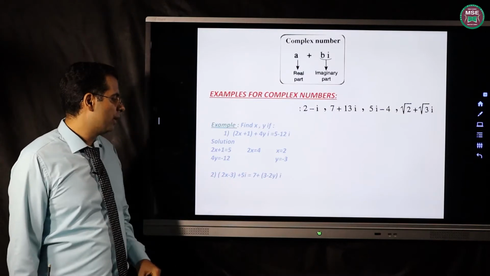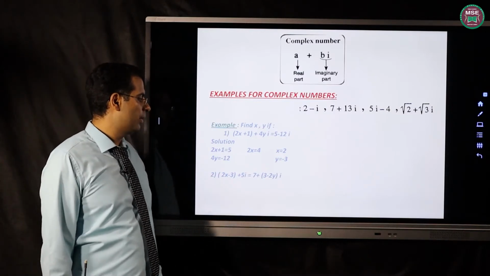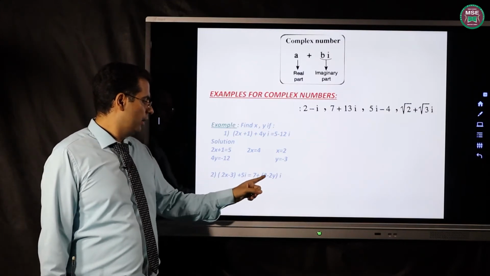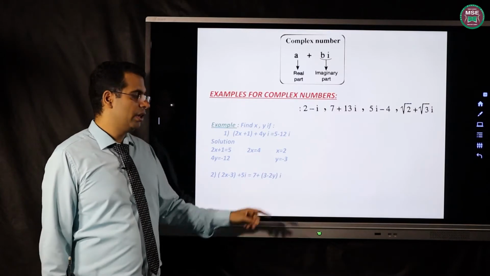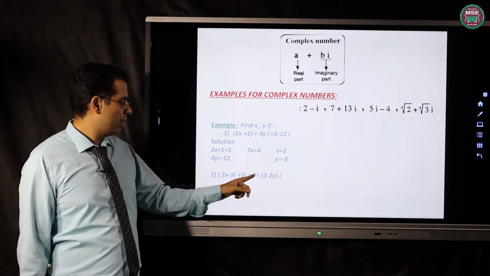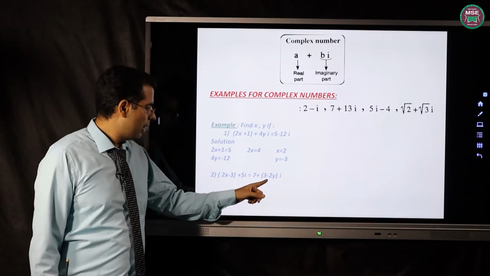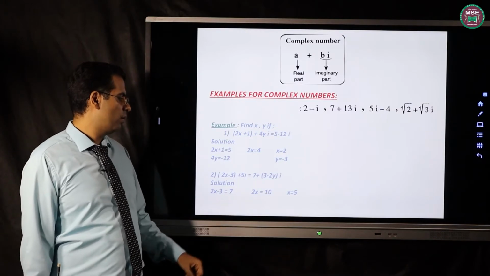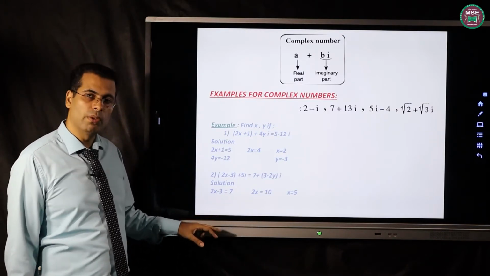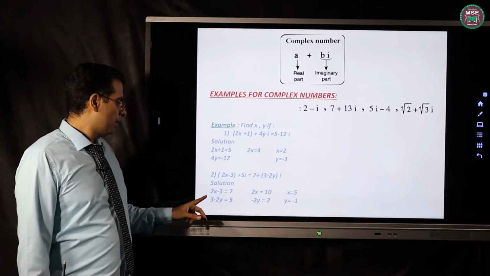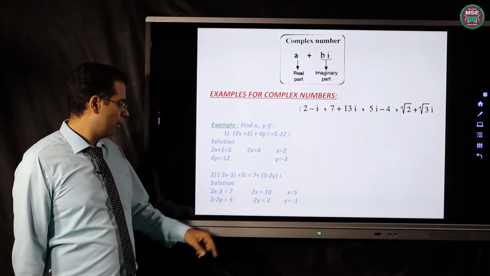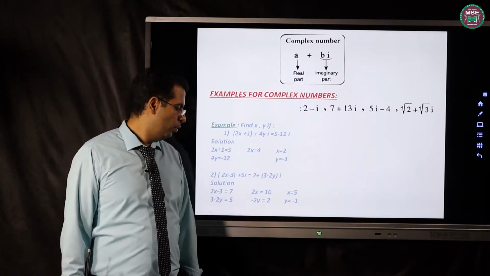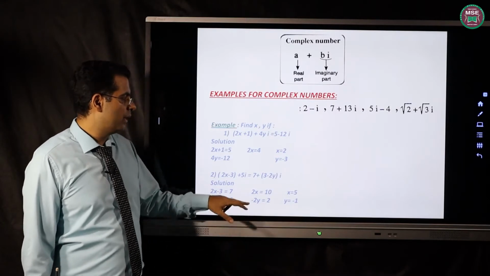Second one: 2x minus 3 plus 5i equals 7 plus (3 minus 2y)i. Also, real equals real, and imaginary part equals imaginary part. Therefore, 2x minus 3 equals 7, and 3 minus 2y equals 5. 2x minus 3 equals 7, therefore 2x equals 10, and x equals 10 divided by 2 equals 5. Okay. 3 minus 2y equals 5. 3 goes there, minus 3. 5 minus 3 equals 2. Negative 2y equals 2, and y equals 2 divided by negative 2 equals negative 1.